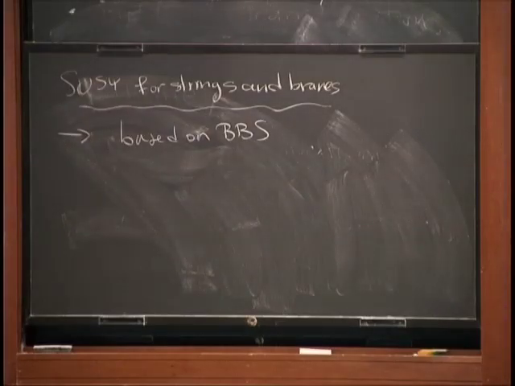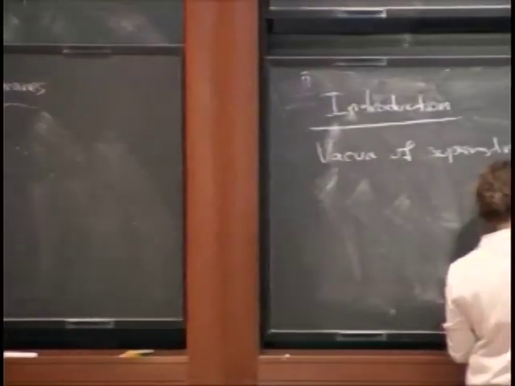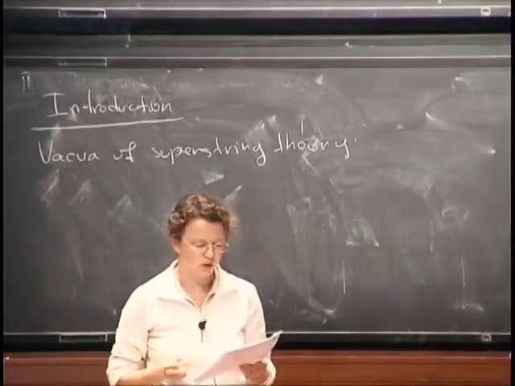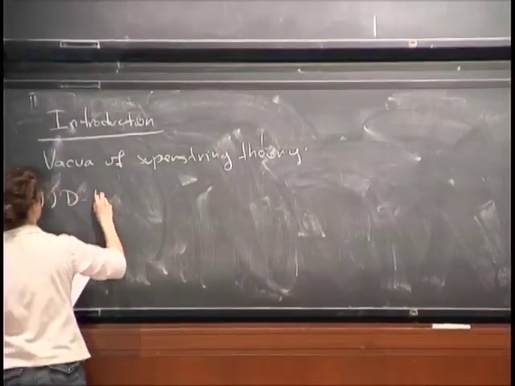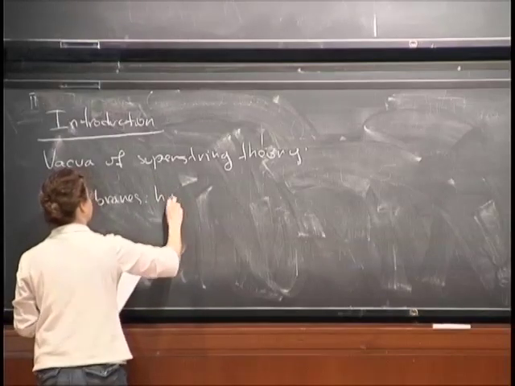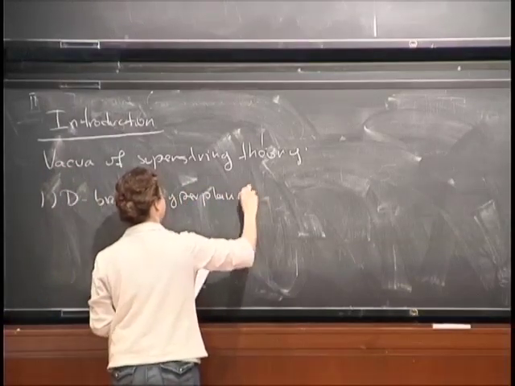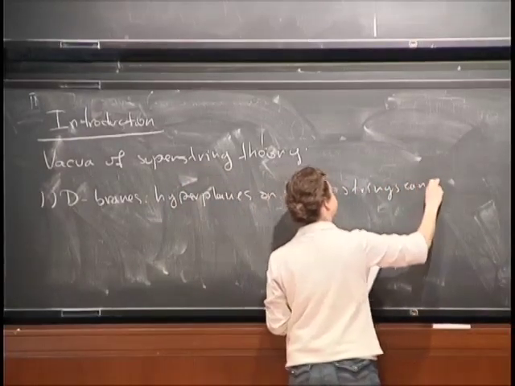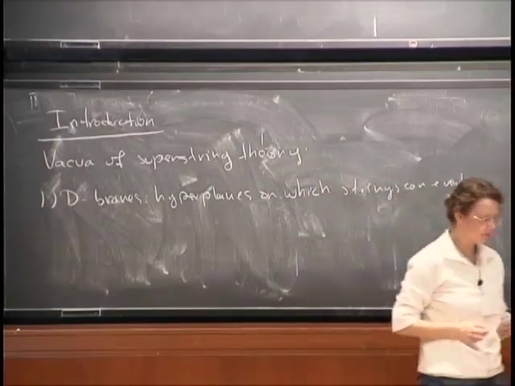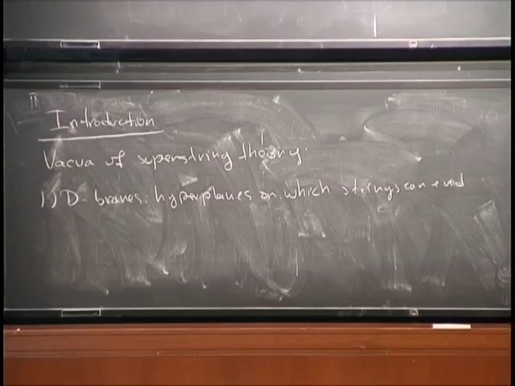To make contact between superstring theory and the real world, we have to understand the vacua of the theory. Now, of particular interest in vacuum construction are D-branes, which are hyperplanes on which strings can end, since they can give rise to non-abelian gauge fields on the volume of coincident D-branes, or chiral matter.